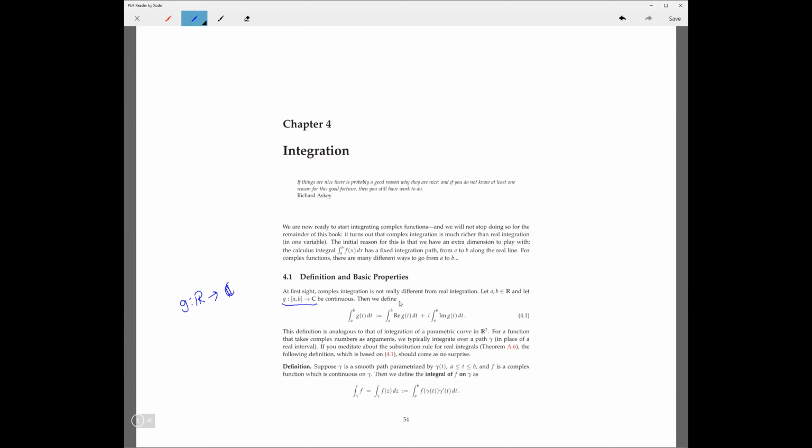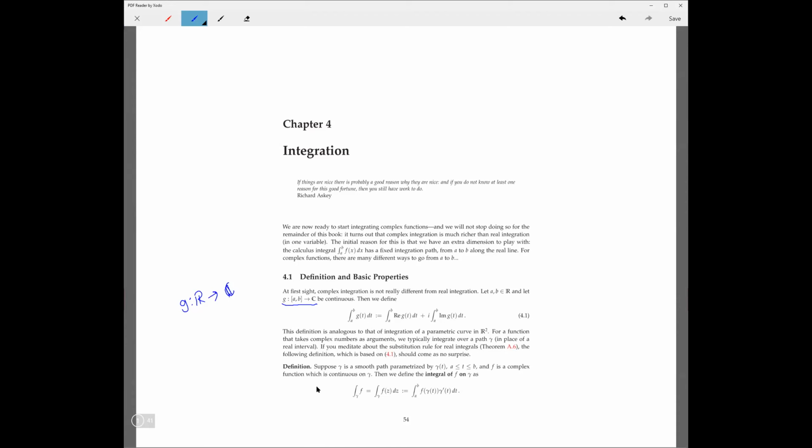This is pretty straightforward. Just integrate the real part, dt, plus i times the integral of the imaginary part. Okay, so that's just the basic one right there. That's not too bad. That's pretty intuitive. And if you understand integration from calculus, then it's not much different.